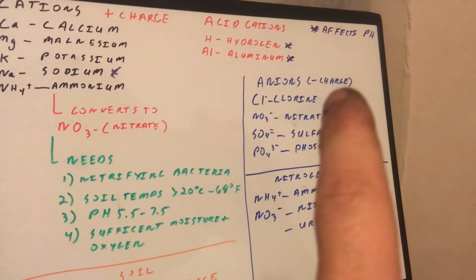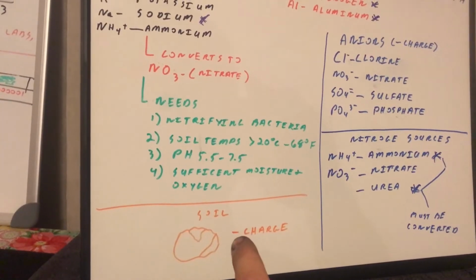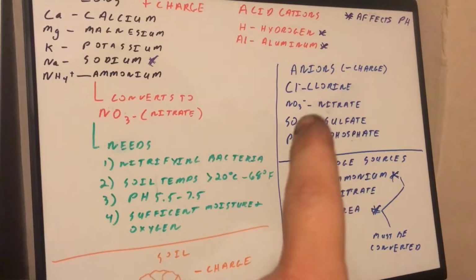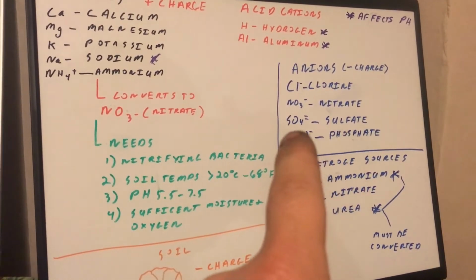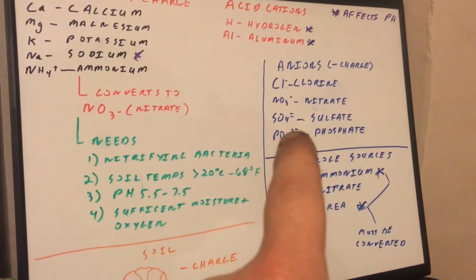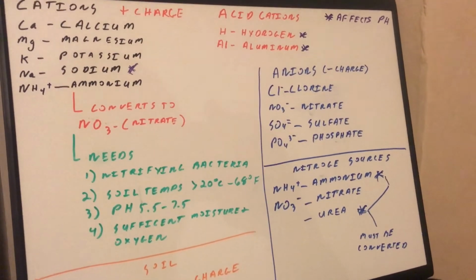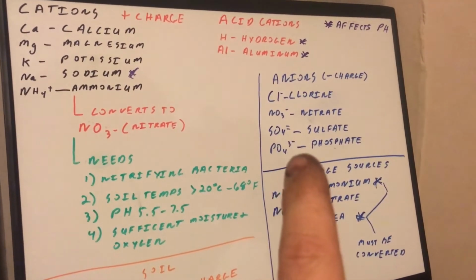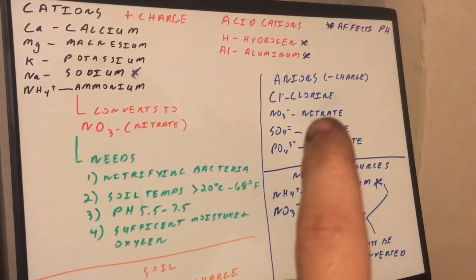Now remember, with these being negative charges, these anions, they're not going to readily attach to the soil. So these guys are going to be highly mobile. They're chlorine, nitrate or NO3 minus, sulfate, SO4 minus minus, and phosphate, PO4, with a 3 negative charge. Okay? Now, what happens with these guys is these are all actually used by the plant, but what I want to focus on is this guy right here, nitrate.